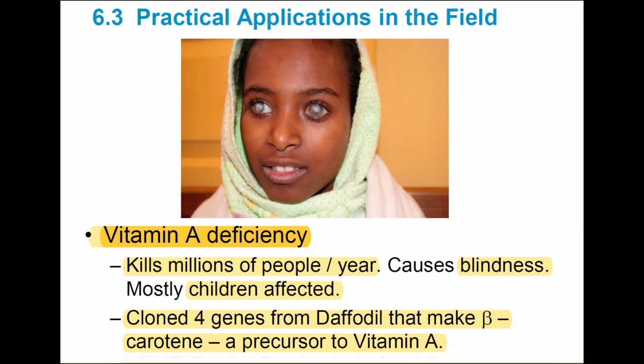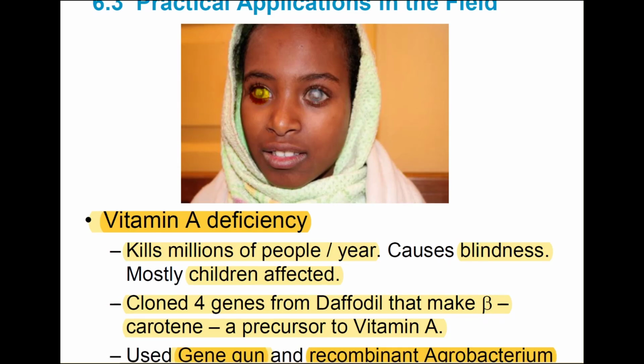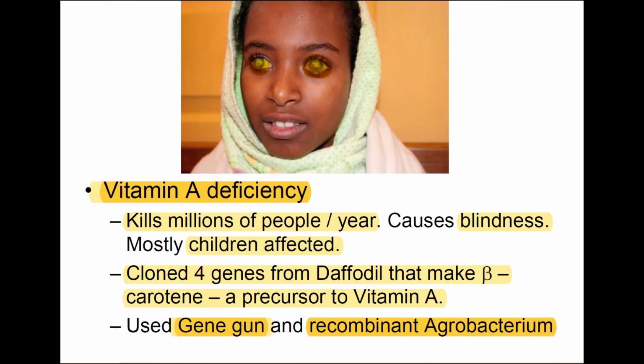Vitamin A deficiency kills millions of people a year and causes blindness, mostly in children. Four genes from daffodil. I have a slide coming up. This is so-called golden rice. Golden rice? Anybody here heard of golden rice? Good. Golden rice uses daffodil and actually bacteria as well, genes that make beta-carotene.